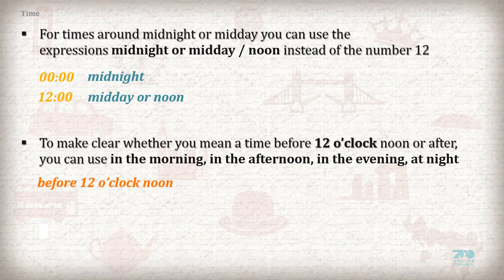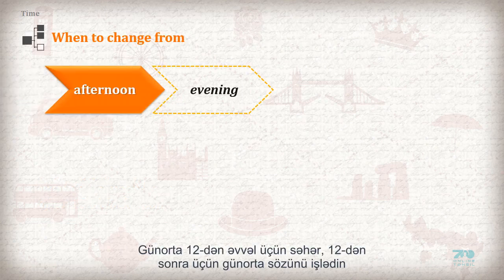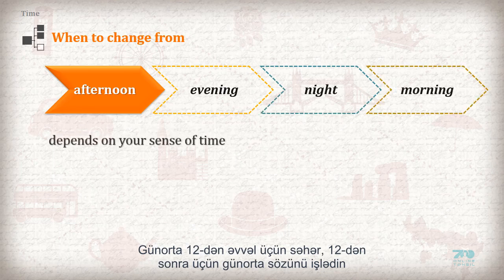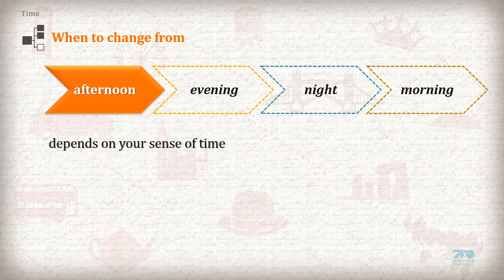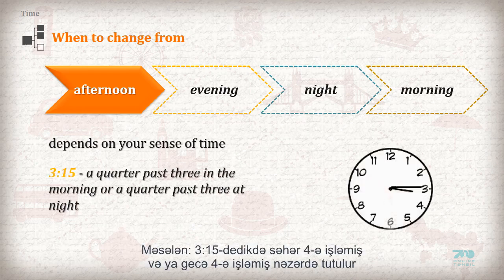Use in the morning before 12:00 noon. After 12:00 noon, use in the afternoon. When to change from afternoon to evening, from evening to night, and from night to morning depends on your sense of time. Example, 3:15, a quarter past 3 in the morning, or a quarter past 3 at night.